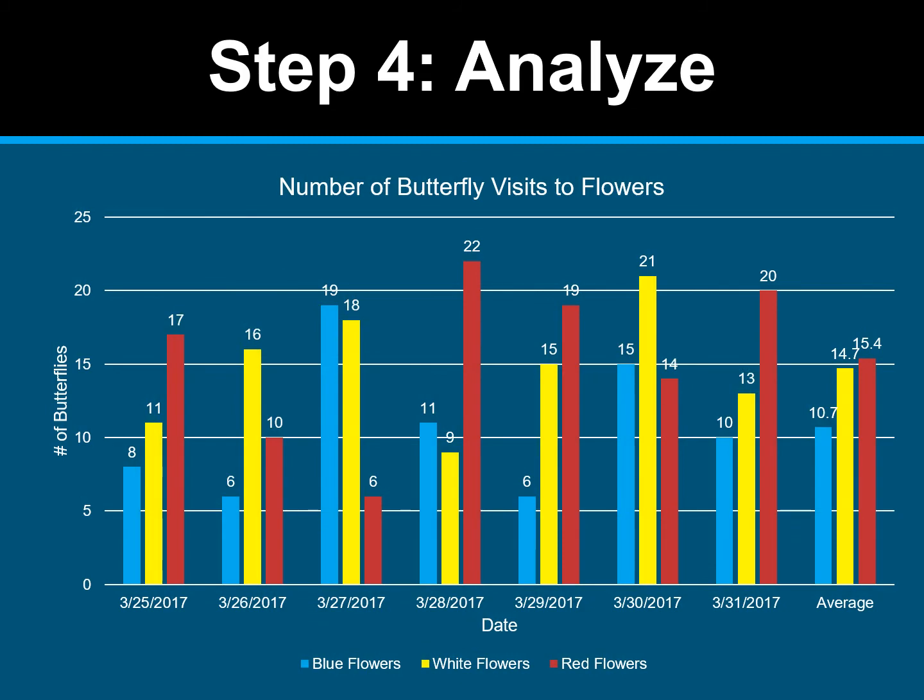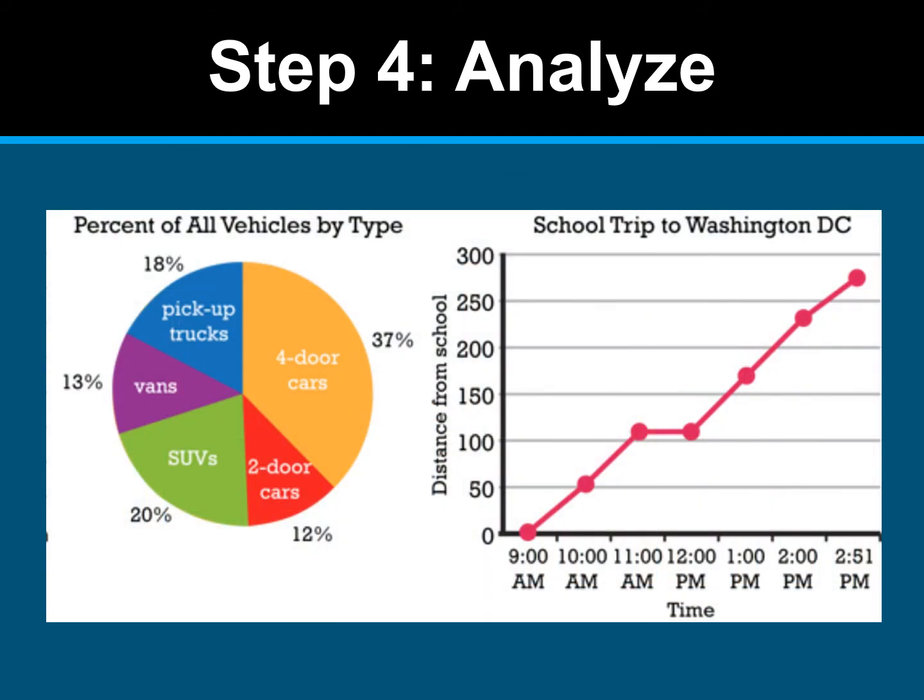Many students use the wrong type of graph to represent their data. A bar graph, like I used here, is used to compare things between different groups. A pie chart, as shown on the left, should be used to show parts of a whole. A line graph on the right should be used to show changes over time.